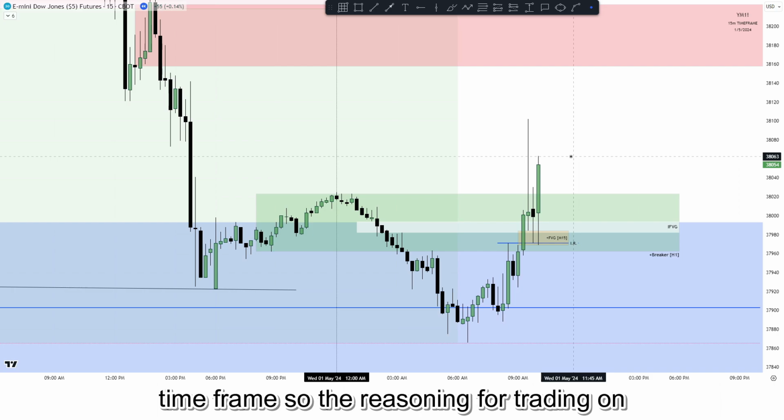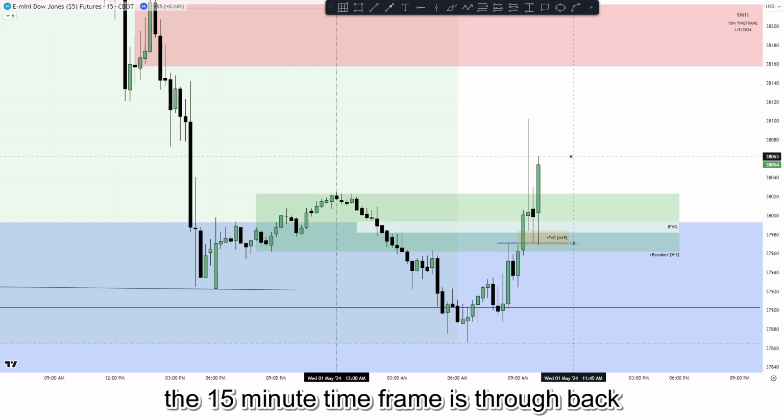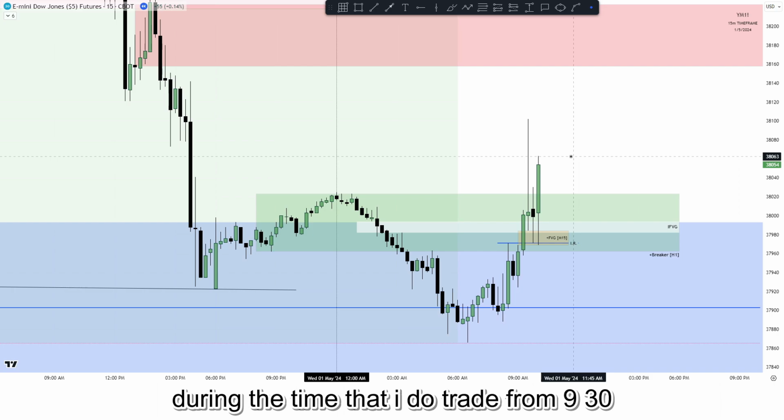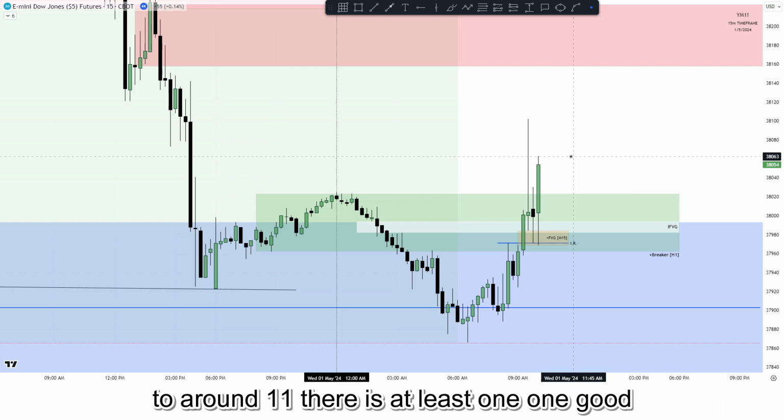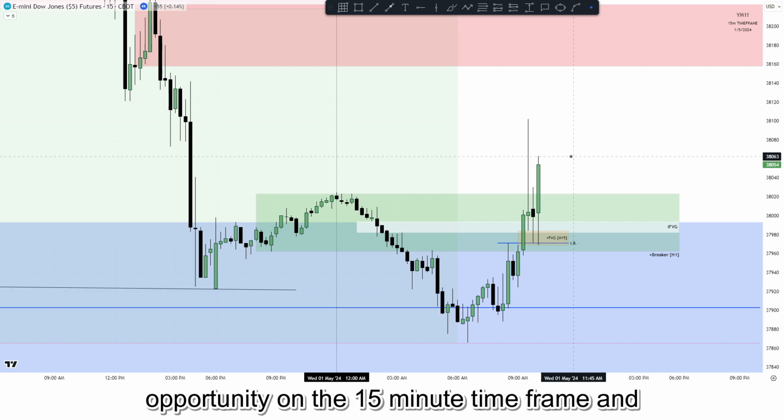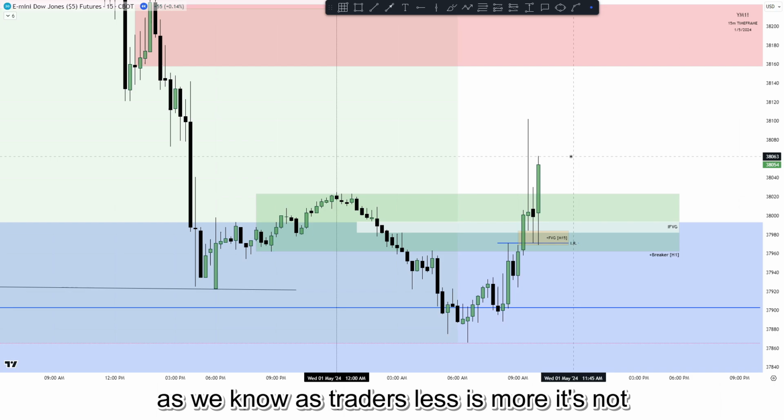The reasoning for trading on the 15-minute time frame is through backtesting and through studies. I've realized during the time that I do trade, from 9:30 to around 11, there is at least one good opportunity on the 15-minute time frame. And as we know, as traders, less is more.